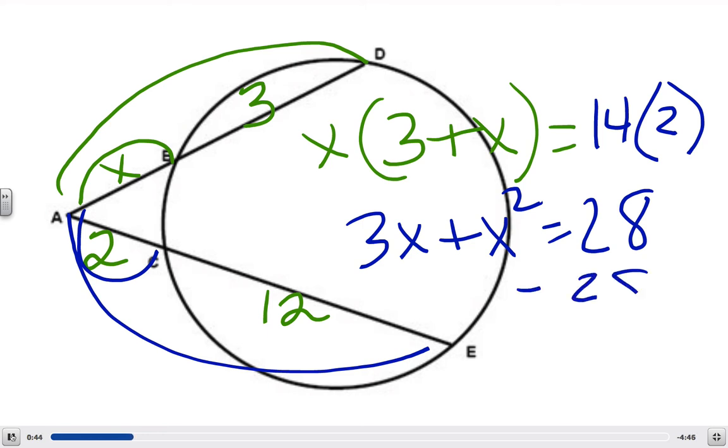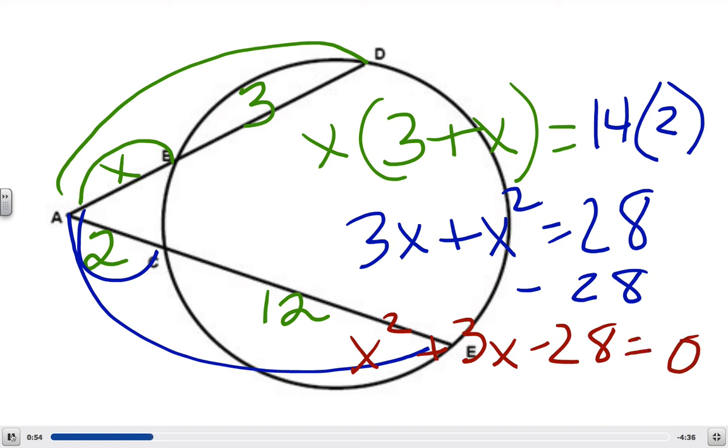So when I subtract 28, I'm going to get an equation of x squared plus 3x minus 28 is equal to 0. Well, let's think about how we want to factor that. What values or products of 28 are going to give me a positive of 3? So let's think about the factors of 28. We have 2 and 14. Well, that's not going to give me 3. But then we have, how about 4 and 7? That's going to give me a value of 3 because 7 minus 4 is equal to 3.